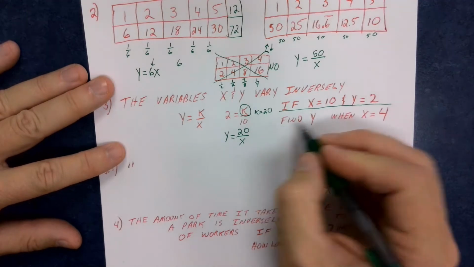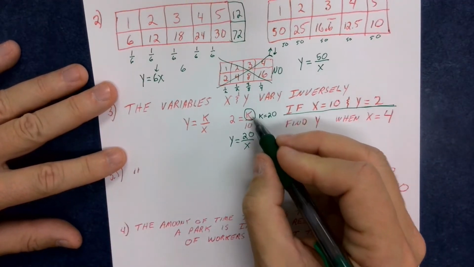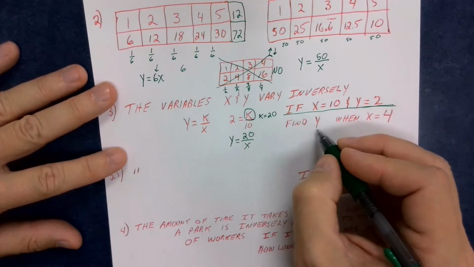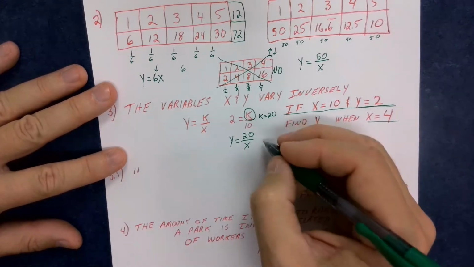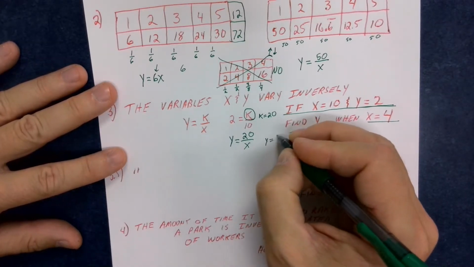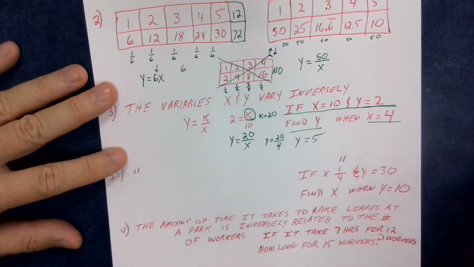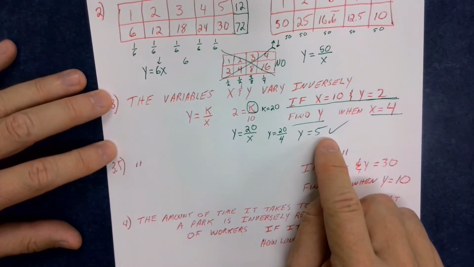So now, one more time, I use this information to find the k, I rewrite the equation with the k in it, and now I try and answer this part. So find y when x is equal to 4. So y is equal to 20 divided by 4, y equals 5. Check mark, that's my solution. Good deal?